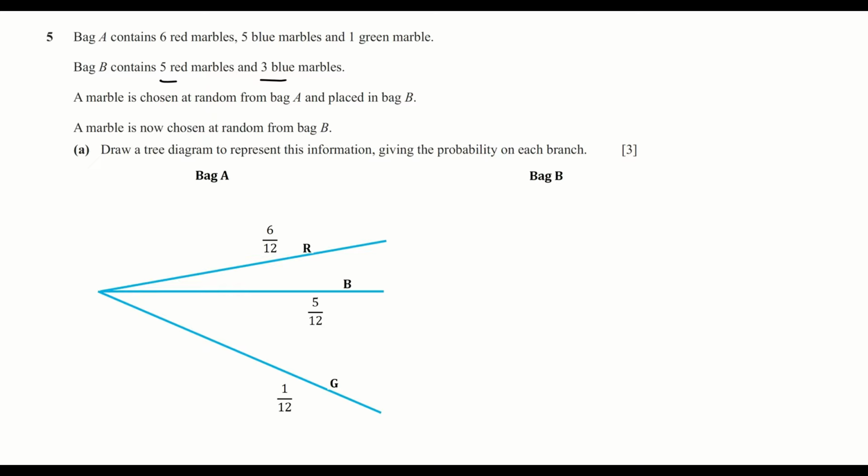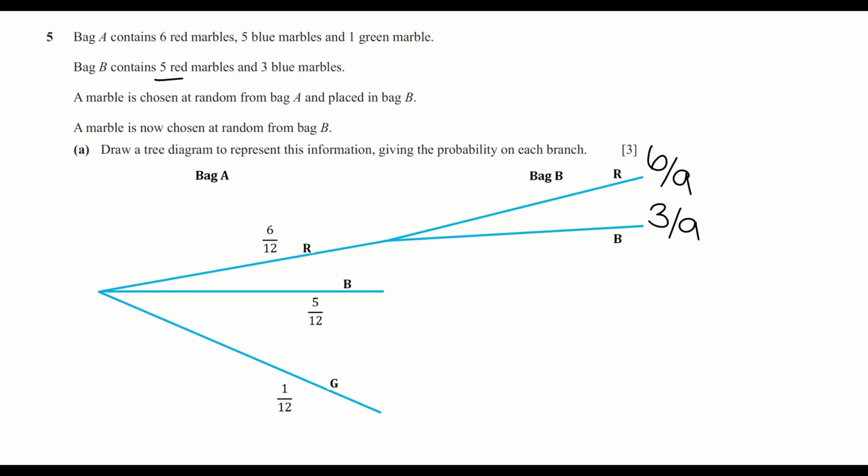So let's look at if the marble from bag A is red. If we add a red marble to bag B, we will still only have red marbles and blue marbles. So from R, we can draw 2 branches. Let's name the top one R for red and the second one B for blue. Originally, we had 5 red marbles. We're adding another marble, which means now we have 6 red marbles out of a total of 9. We still only have 3 blue marbles. The probability of blue has to be 3 over 9.